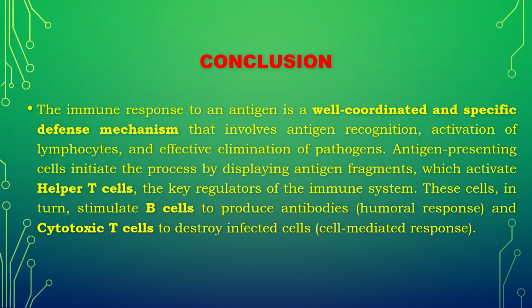Conclusion. The immune response to an antigen is a well-coordinated and specific defense mechanism that involves antigen recognition, activation of lymphocytes, and effective elimination of pathogens. Antigen-presenting cells initiate the process by displaying antigen fragments, which activate the helper T cells, the key regulators of the immune system. These cells, in turn, stimulate B cells to produce antibodies for the humoral immune response and cytotoxic T cells to destroy infected cells. That is the cell-mediated immune response.